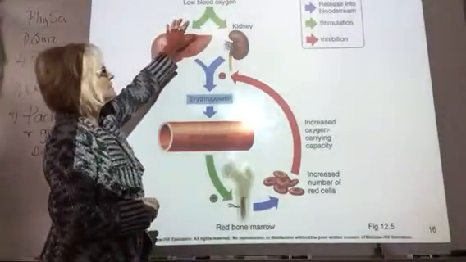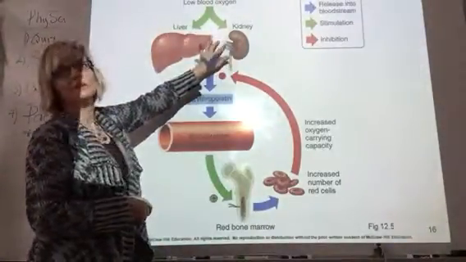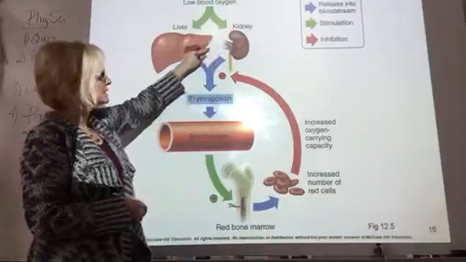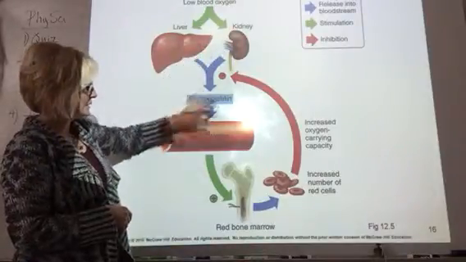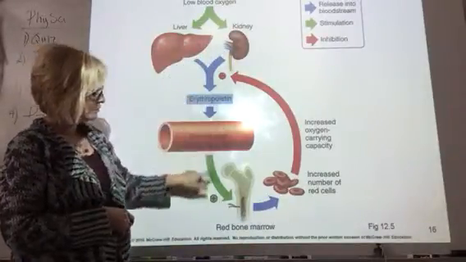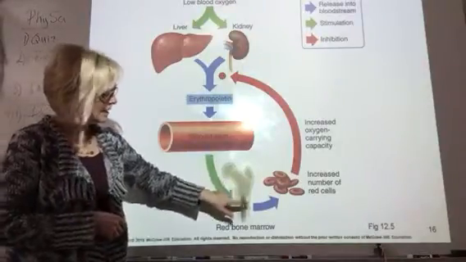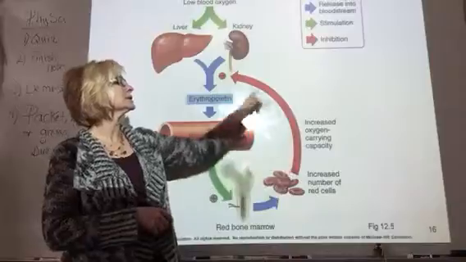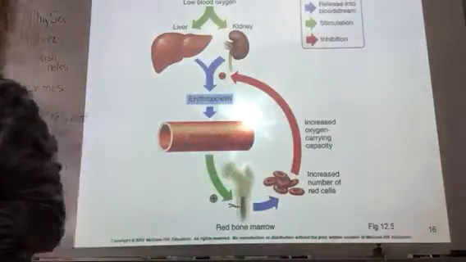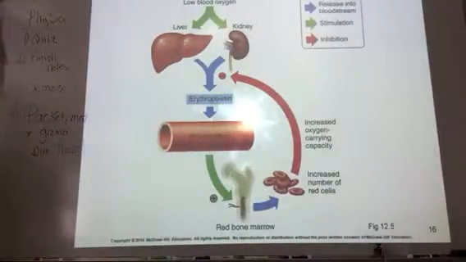So oxygen levels are detected. The kidney and liver are the two main organs that detect this. Erythropoietin is produced. That hormone is going to tell my red bone marrow, especially up in here, I need more red blood cells, and that's going to increase my levels of oxygen.